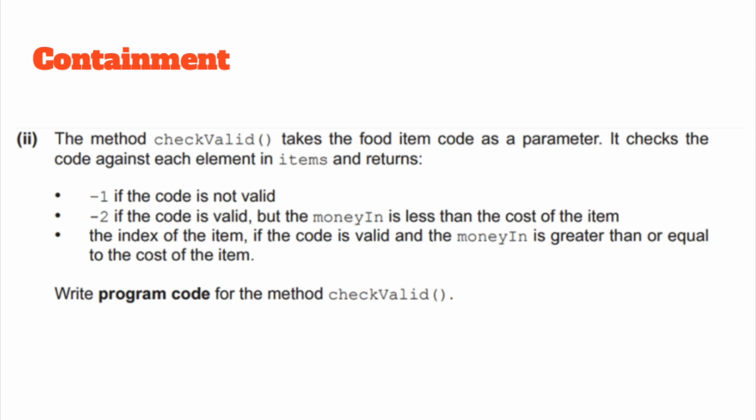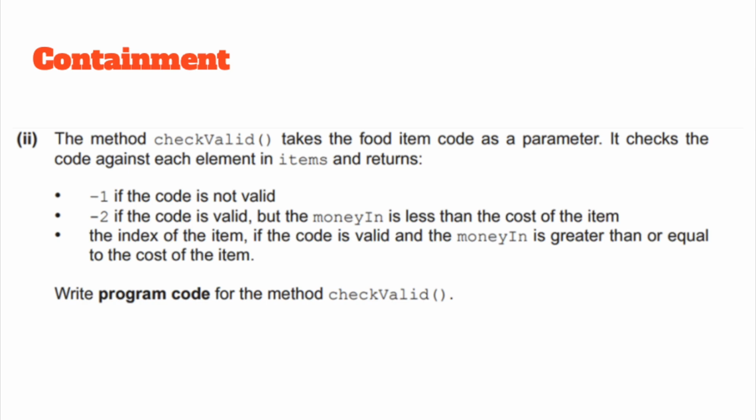The method check valid takes the food item code as a parameter. It checks the code against the element in items and returns -1 if the code is not valid, -2 if the code is valid but the money in is less than the cost of the item, the index of the item if the code is valid and the money in is greater than or equal to the cost of the item. Write the program code for the method check valid.